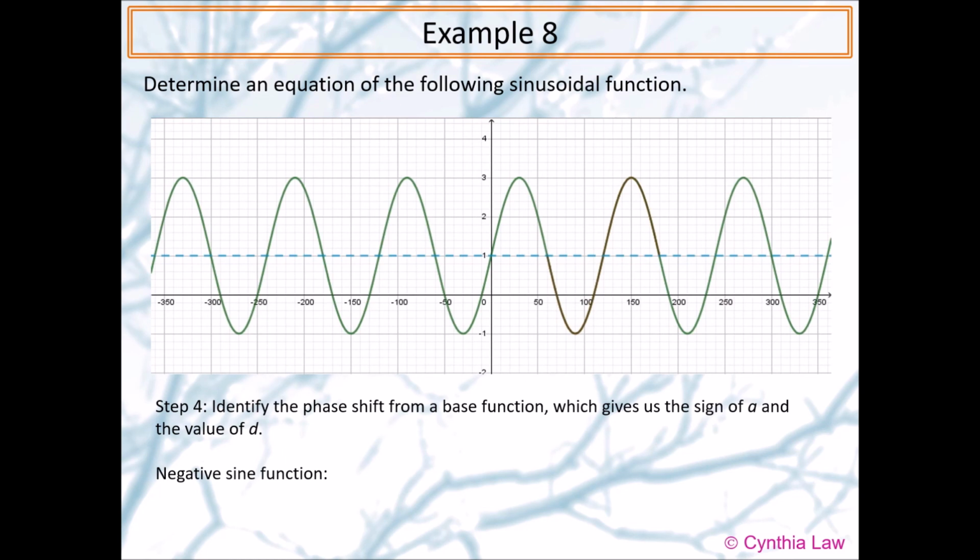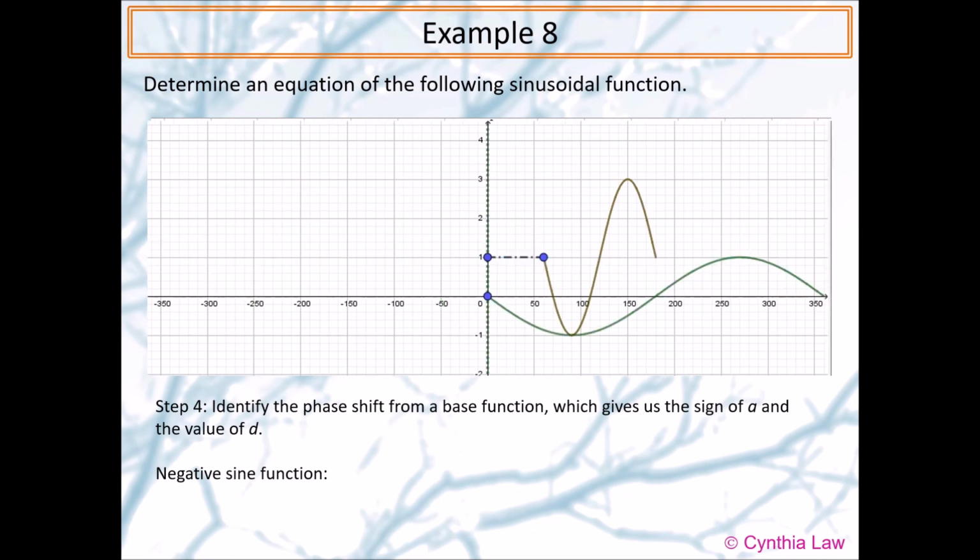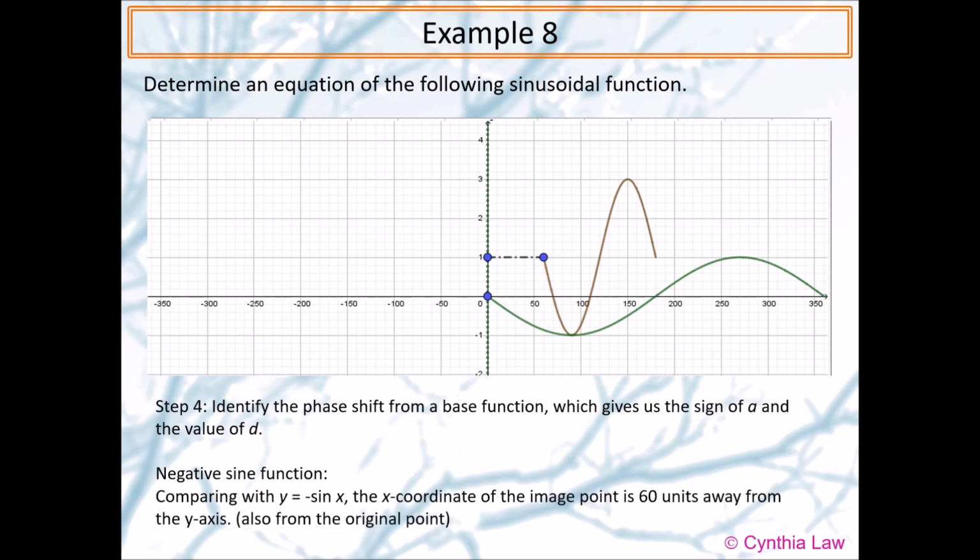Negative sine function. Focusing on just one cycle, comparing it with the base function y equals negative sine of x, we have a phase shift of 60 units to the right. So d has a value of positive 60.